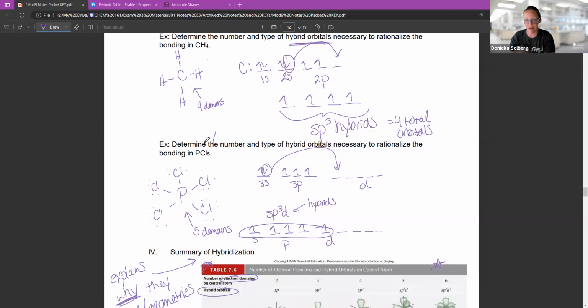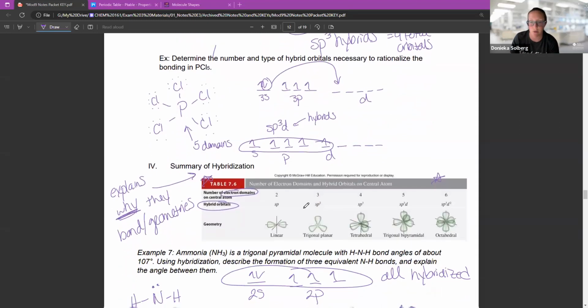Okay, PCl5. So you add 1 more. Looking at this electron configuration, I have 5 domains, so I need 5 orbitals. This is the electron configuration, the valence electrons in phosphorus. Notice I only have 3 that would be able to overlap and bond. So I promote 1. So now I have an S, 1, 2, 3 P's, and a D. So an S, 3 P's, and a D is called sp3d hybridized. That's it. Now I have 5 that can actually bond.